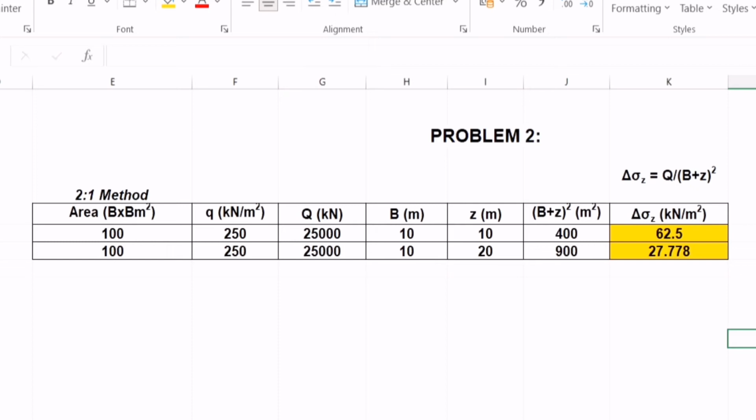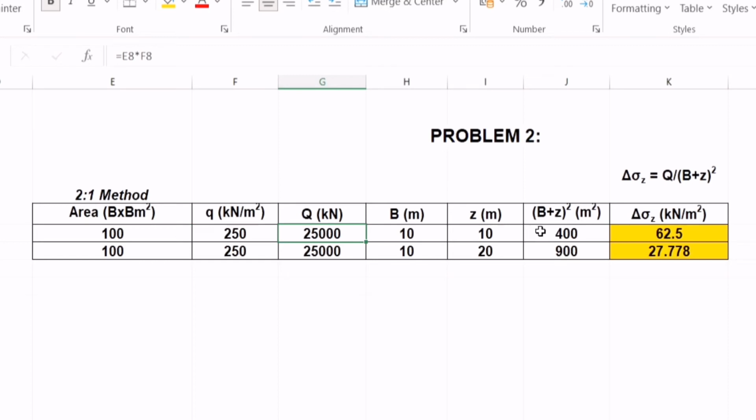We have the given distributed load of 250 kN per square meter, the dimension B of 10, and the depths of 10 and 20. The formula for this 2:1 method, for a square because we have a square water tank, is the change of pressure at Z equals the point load over the quantity (B plus Z) squared. We need to find the point load Q, which is the distributed load multiplied by the area. So 250 times 100 equals 25,000 kilonewton.